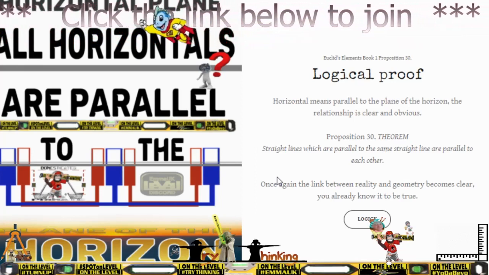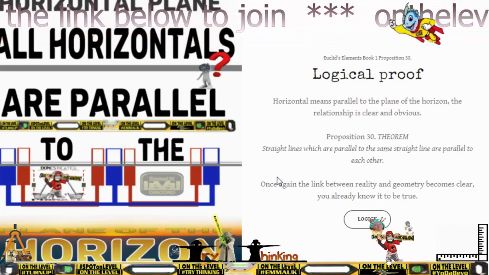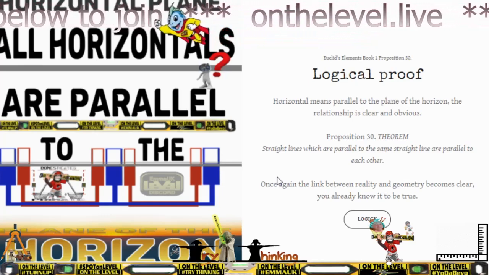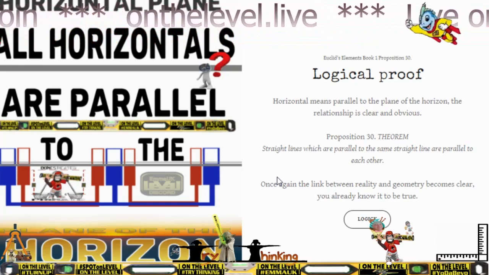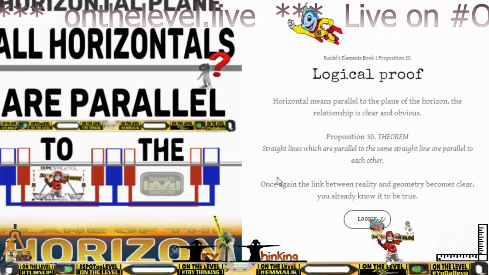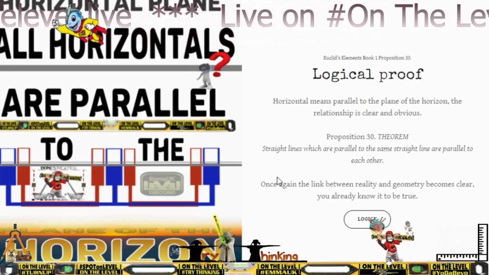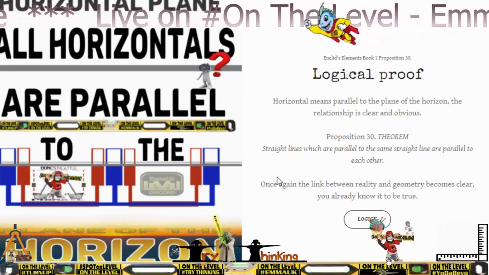Oh, off again. Did he cut off? There was like 15 seconds of you not coming through. Here, so that we all understand what we're talking about. All I'm saying is that depending on how you establish the plane of the horizon, it might not be parallel with the horizontal. That's all I'm saying.